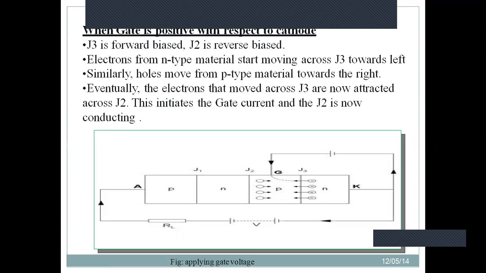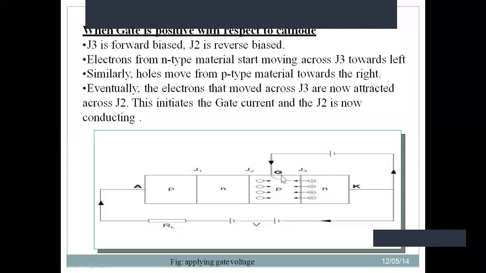Though it is forward bias, your SCR will not work. Why? Because you did not apply the gate voltage. Okay. Now what will we do in the second case? Now SCR is forward bias. Still SCR is forward bias. Now I will apply positive gate voltage.